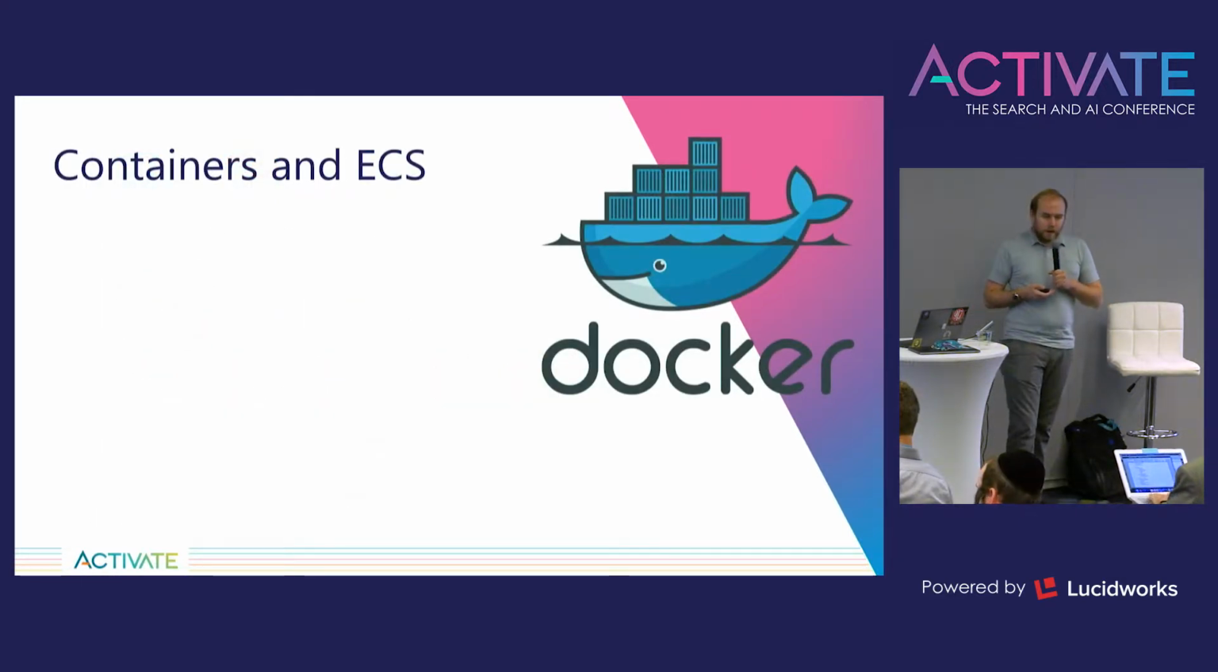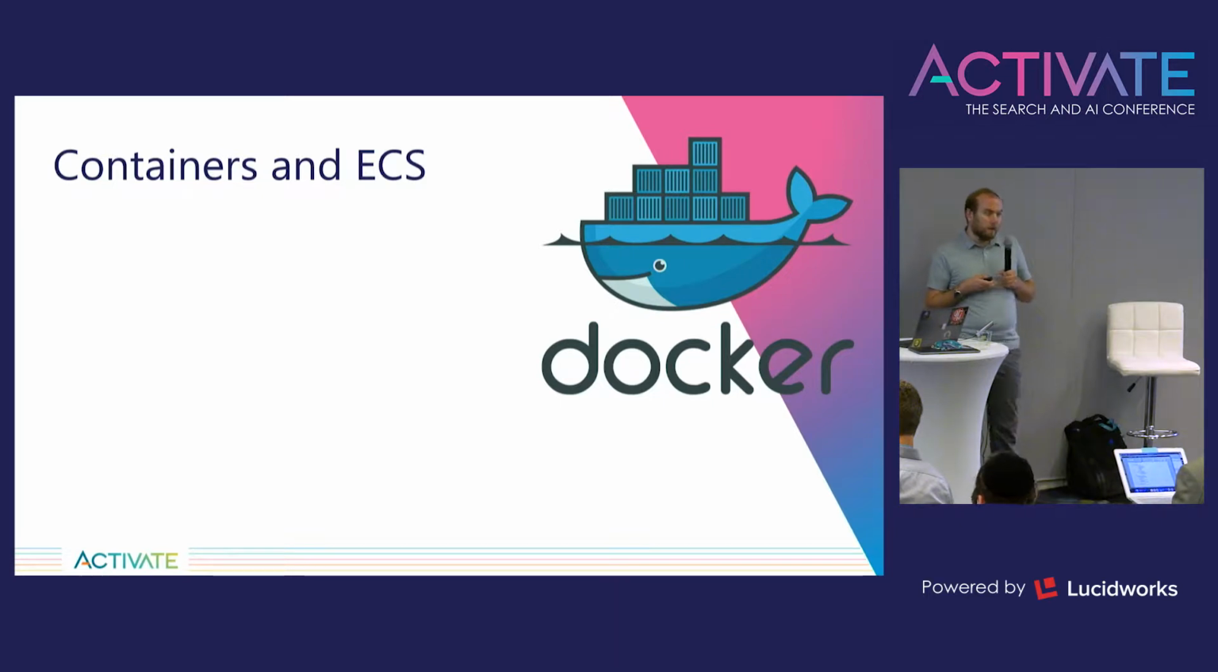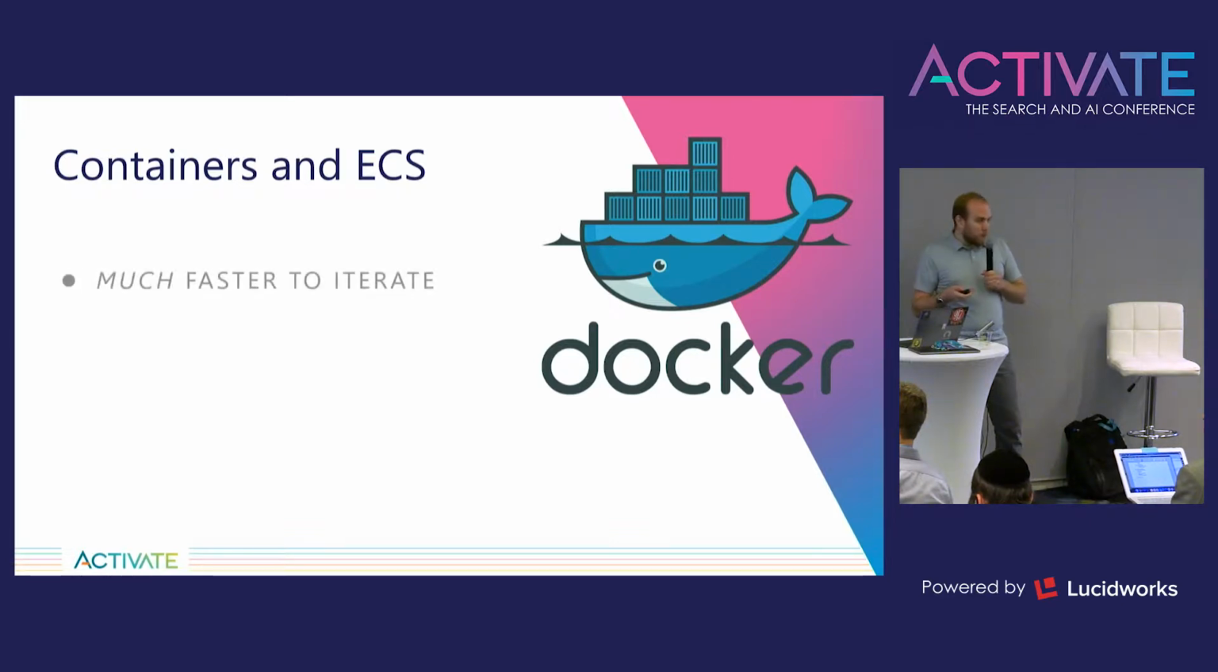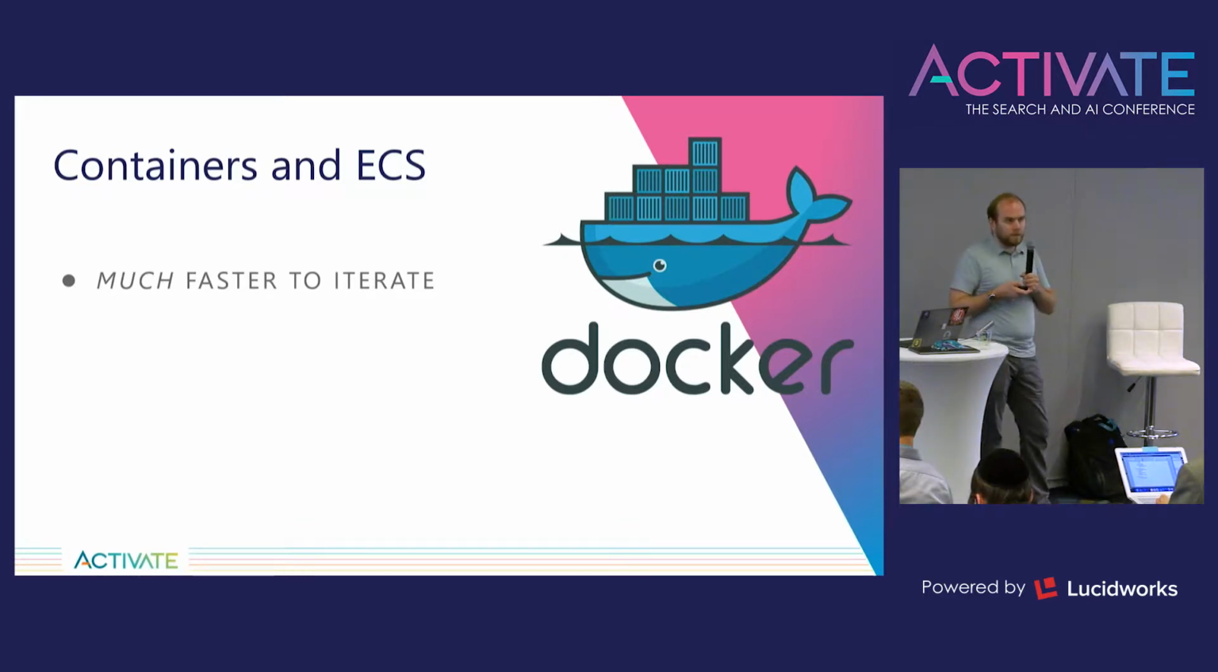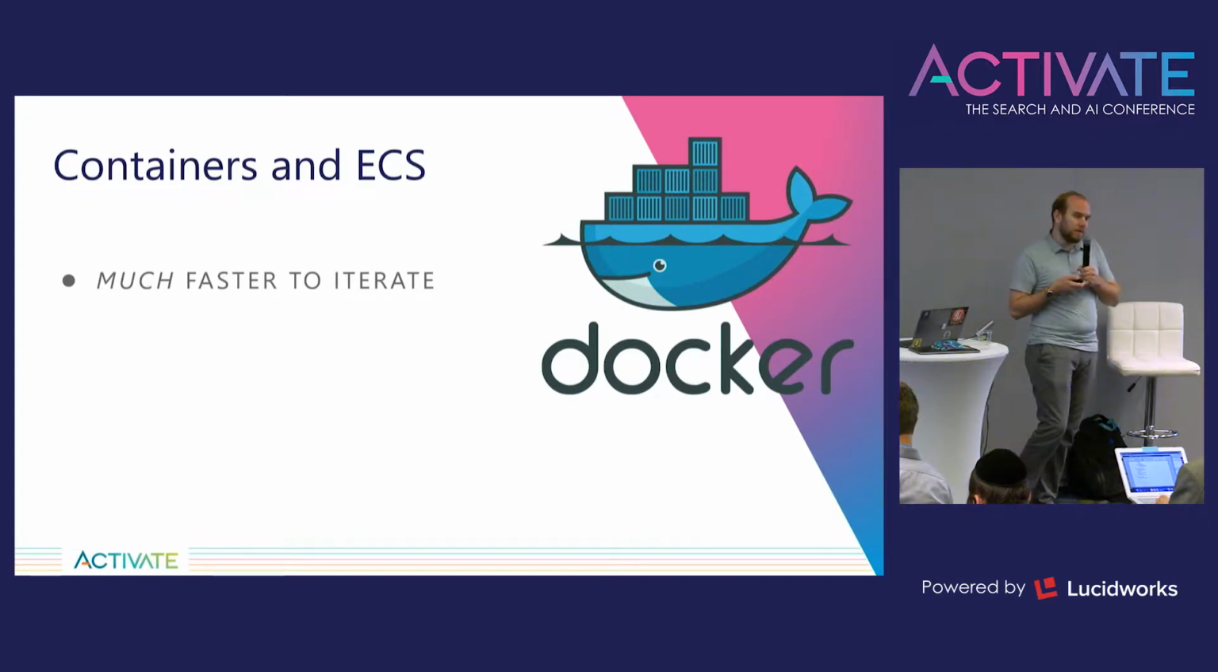Right. All right, so one of the main things I wanted to cover here was using containers instead of running Solr right on an AMI, right on an EC2 instance. And this gets us really a couple of things. Number one, it's much, much faster to iterate, because building a container image is much, much faster than building an AMI. We're talking about 10 minutes versus an hour and a half to 2 hours to build an AMI.